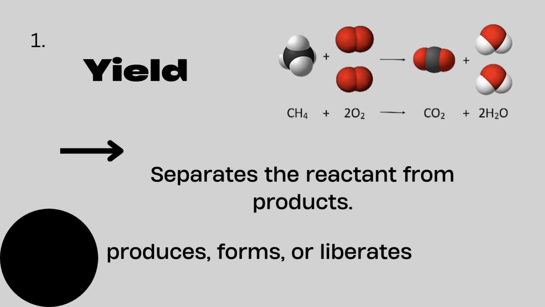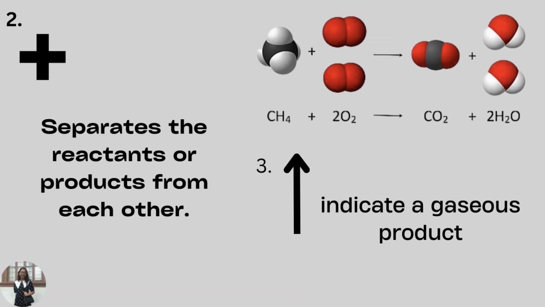Now, these are the different symbols that are used in chemical equations. First is the yield sign. It can be read as yields, produces, forms, and liberates. It separates the reactants from the products. Next is the plus sign. This separates the reactants or products from each other. For example, CH4 + 2O2. The plus sign separates the CH4 from 2O2.